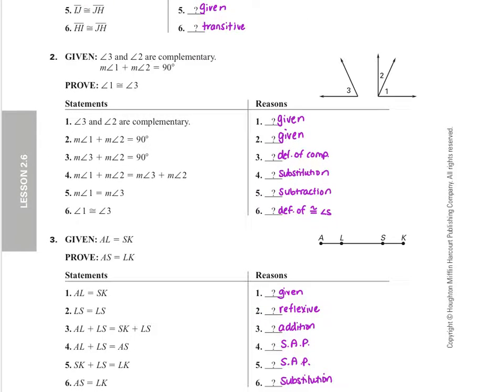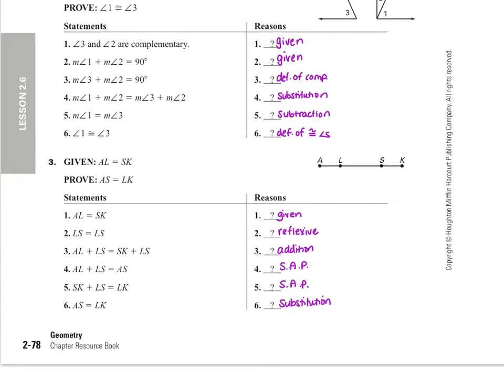2, first 2 steps were given. Then if they're complementary, they add up to 90. That's the definition of complementary. If they both equal 90, they equal each other. That's substitution. And then you took away angle 2, that's subtraction, and went from equals to congruence, which is the definition of congruent angles.